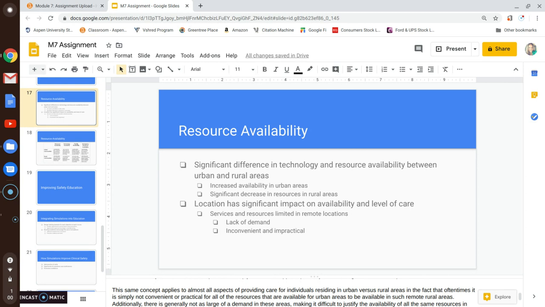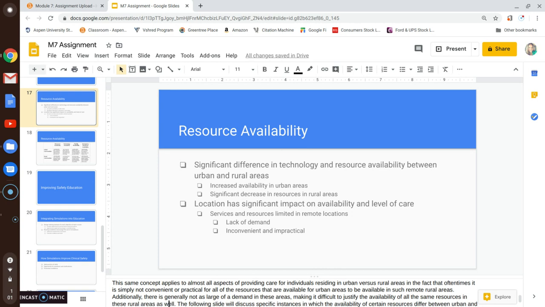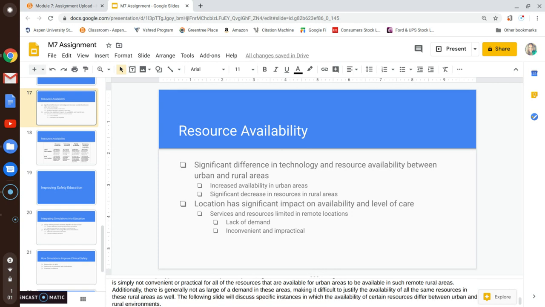This same concept applies to almost all aspects of providing care for individuals residing in urban areas versus rural areas, and the fact that oftentimes it is simply not convenient or practical for all of the resources that are available for urban areas to be readily available in such remote rural areas. Additionally, there is generally not as large of a demand in these areas, making it difficult to justify the availability of all the same resources in these rural areas as well.